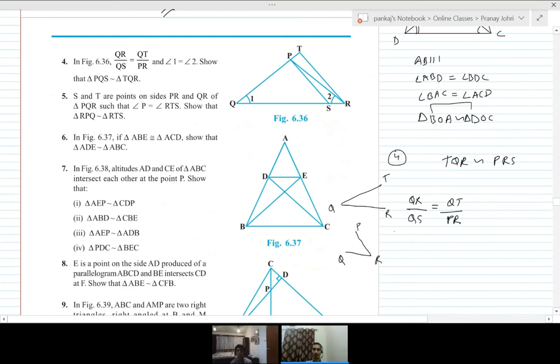So if these two angles are given equal, then our job is done. How do you prove that? Just see that whatever is corresponding is equal. So T and P are corresponding to R, this is corresponding to Q here. Just notice the angle: this is R, and the rest is R here, and the rest is Q here.